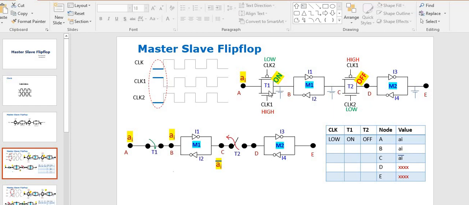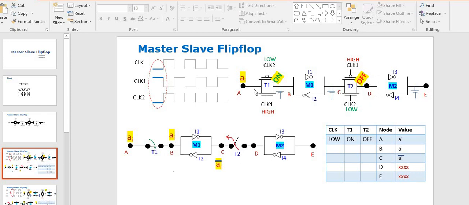Here we will see the memory. It will move to the right side if the pass transistor is on. The memory will invert the value, so AI is inverted into AI complement. The T2 pass transistor is off, which is why we do not get any value at D and E.